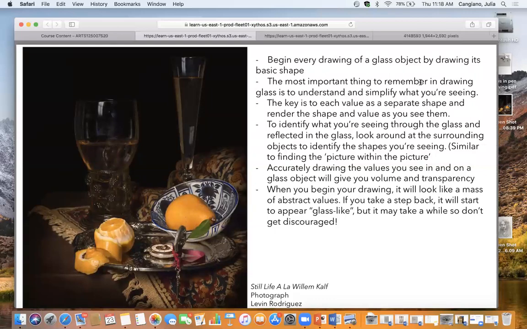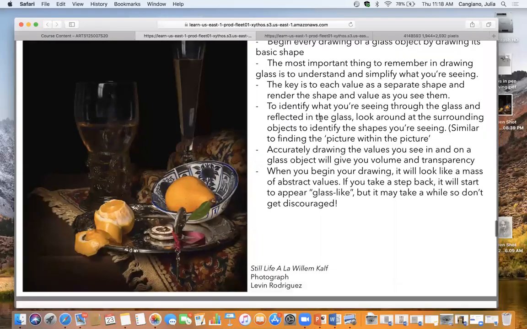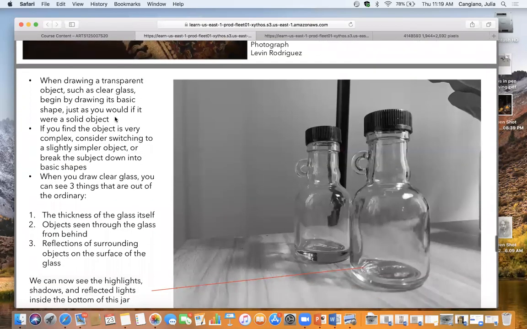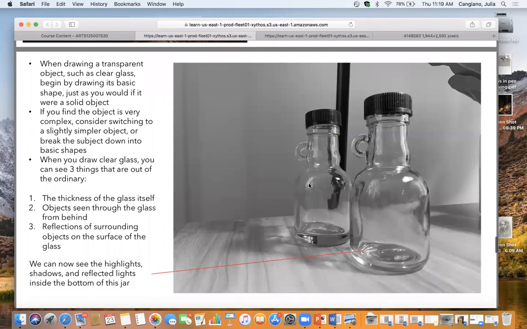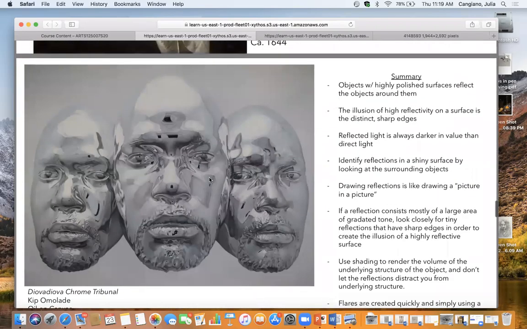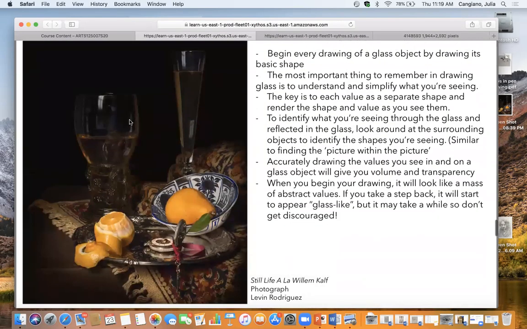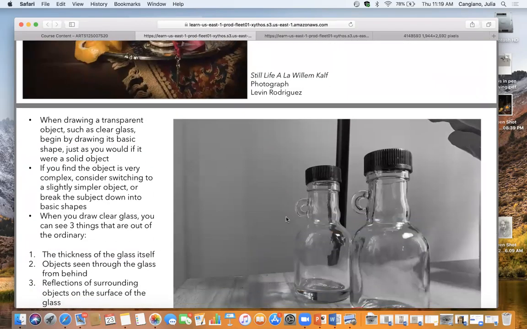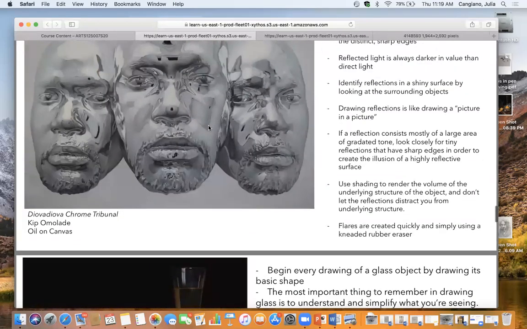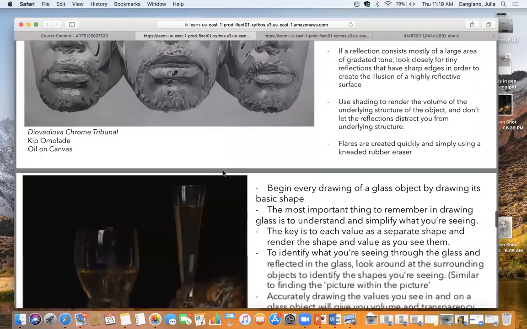The most important thing to remember in drawing glass is to understand and simplify what you're seeing. When I'm drawing glass, I will mimic as much as possible the value changes, rather than focusing so much on the divisions between light and shadow, since a lot of the glass that I'll be drawing is usually clear. I will try to replicate the value patterns rather than focus on the value divisions in the first stages of my drawing, if that makes sense.